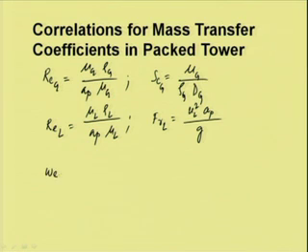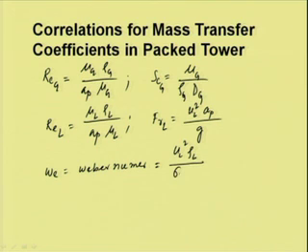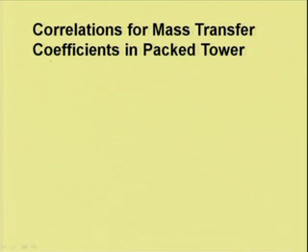Weber number is equal to U L square rho L by sigma L A p. So, here K G and K L are the mass transfer coefficients.